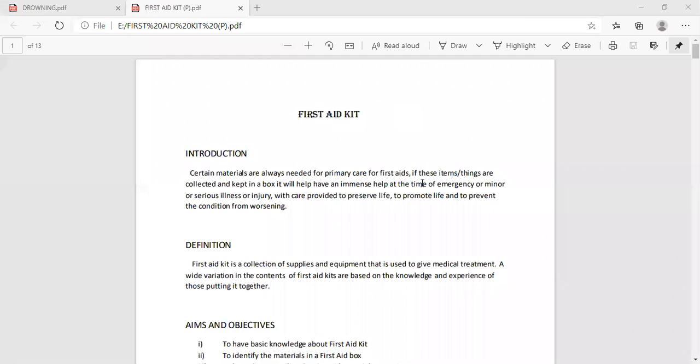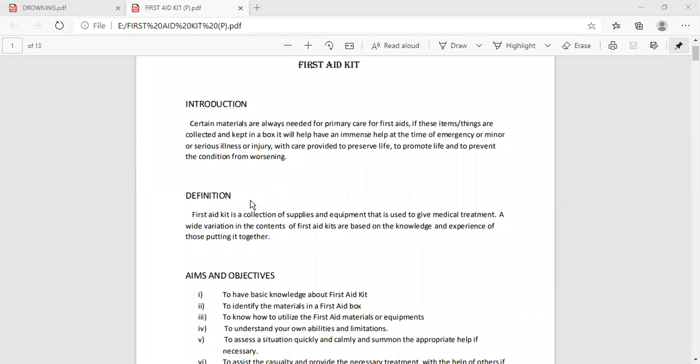Even in our own homes, we used to keep first aid kit box, because we do not know what will happen at what time. So this kit box is always required and it is necessary. So that is all about the introduction in short.